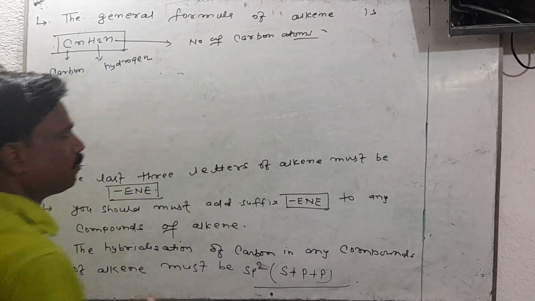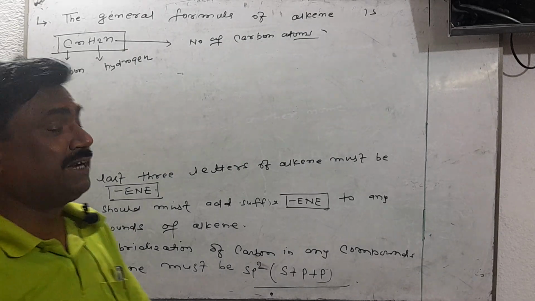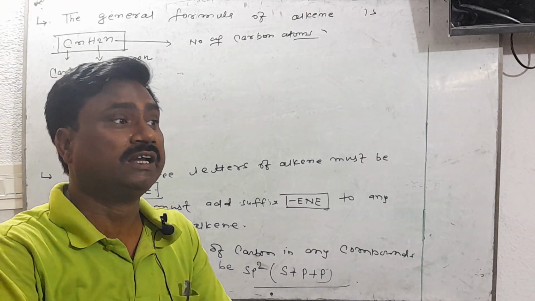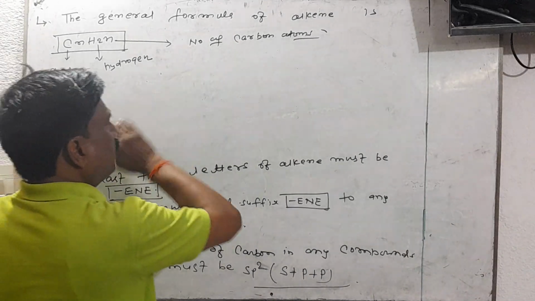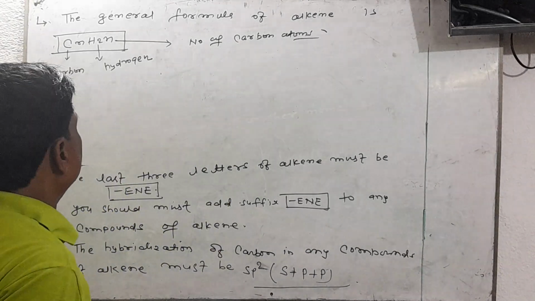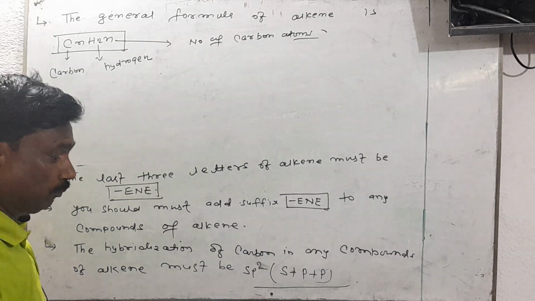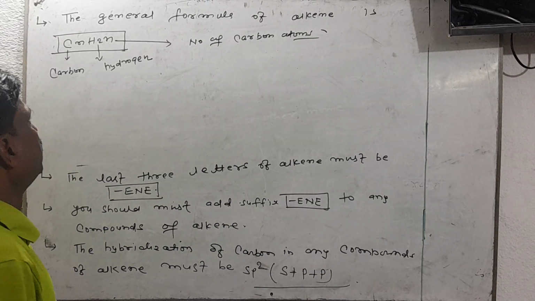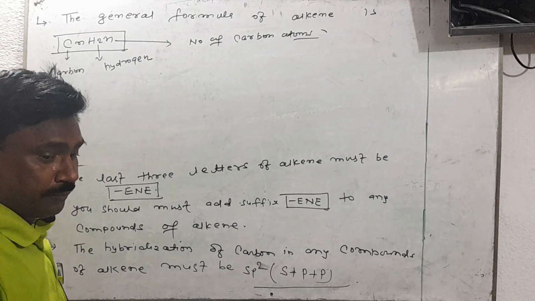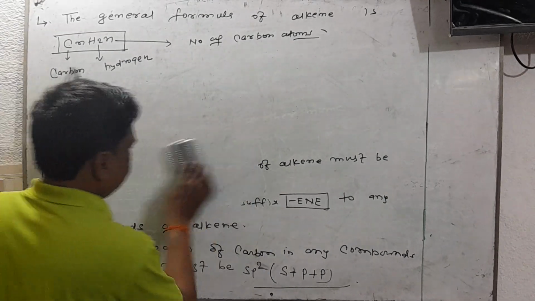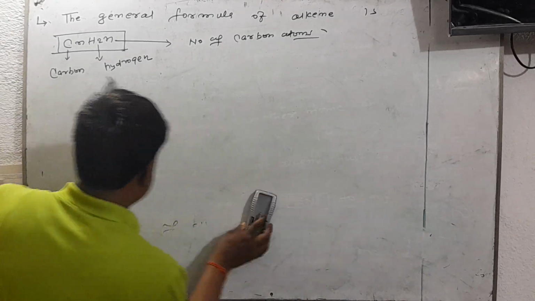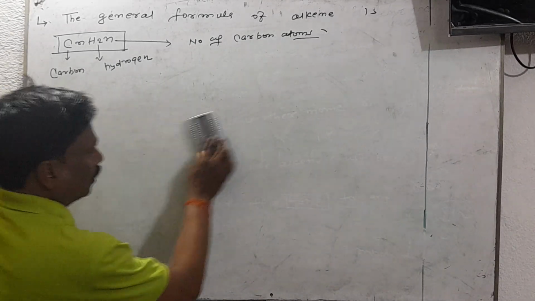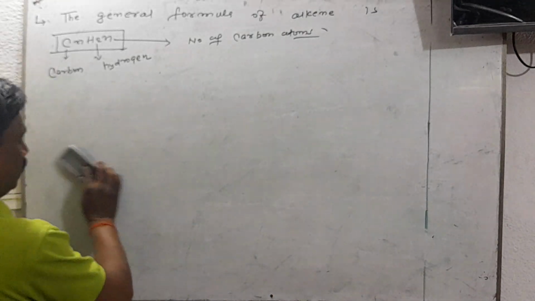By using this formula, we find out the compounds of alkene. So first of all, we operate the formula of alkene to find out the compounds of alkene. So in the next point, we find the compounds of alkene by using this formula.